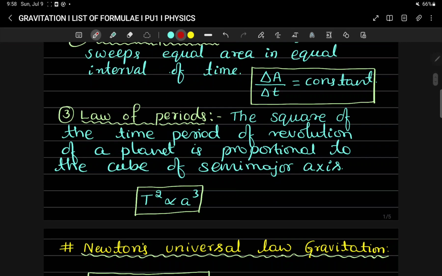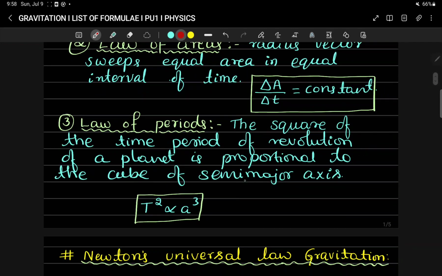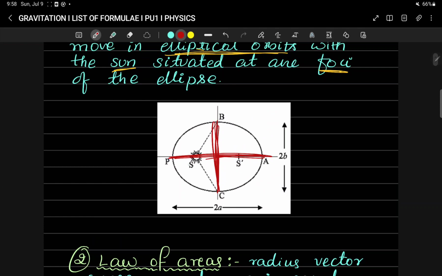Next, the law of periods, or law of time period. The square of the time period of revolution of a planet is proportional to the cube of the semi-major axis. Here, this one is the minor axis and this one is the major axis. They have given the semi-major axis, which means this length a. The time period of a satellite is given by T. This is the time taken by the satellite or a planet for one complete revolution around the sun.